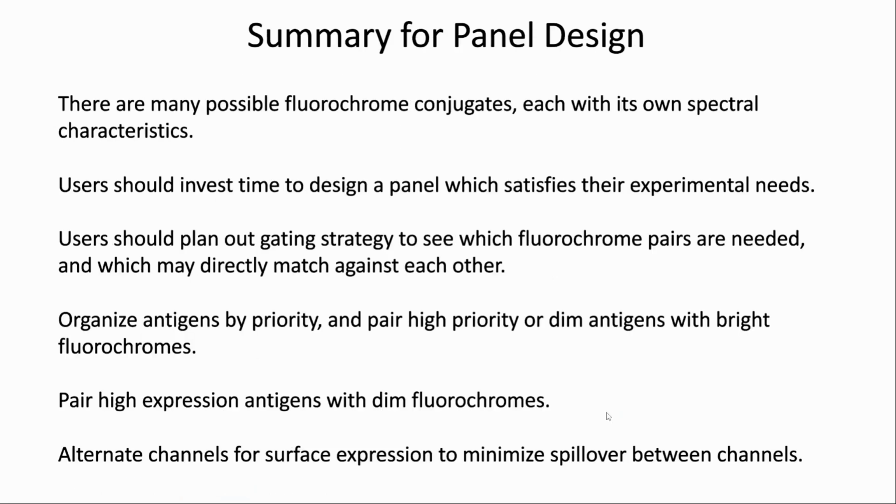In summary, there are many possible fluorochrome conjugates, each with its own spectral characteristics. Users should invest time to design a panel which helps satisfy their experimental needs and look up manufacturer specifications for their fluorochromes, as well as identify which instrument they're going to use so that they can plan out a gating strategy to see which fluorochrome pairs will be needed and which may directly match against each other in the final data. Organize your antigens by priority and pair high priority or dim antigens with bright fluorochromes, and try alternating channels for surface expression to minimize spillover between channels for markers co-expressed on the same cell.